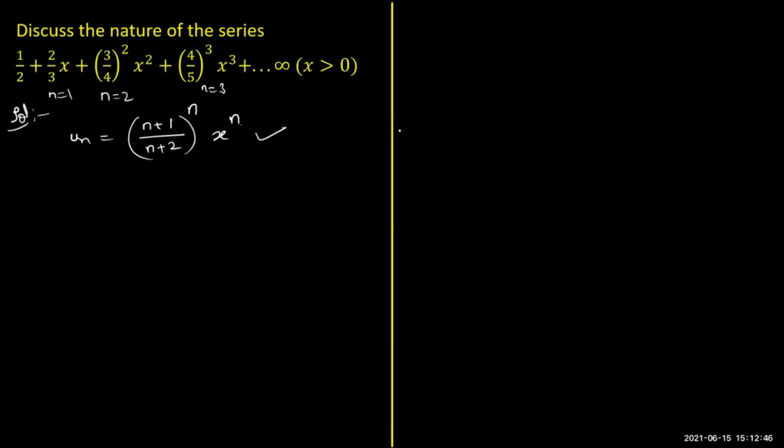1 by 2 plus (n plus 1) by (n plus 2) whole power n, x power n. Okay. See, the idea here is, somebody from the chat box sent me this one. Let me look at this one also. n by (n plus 1) whole to the power of n into x to the power of n minus 1. Please try to tell me whether it starts from 0 or 1. Definitely it should start from 1, it seems.